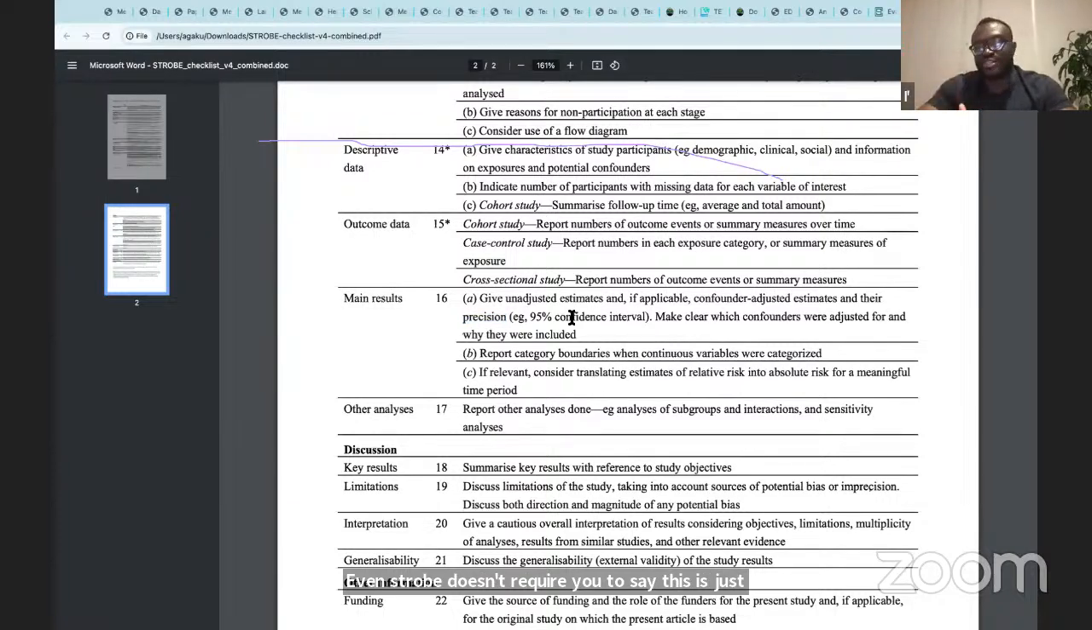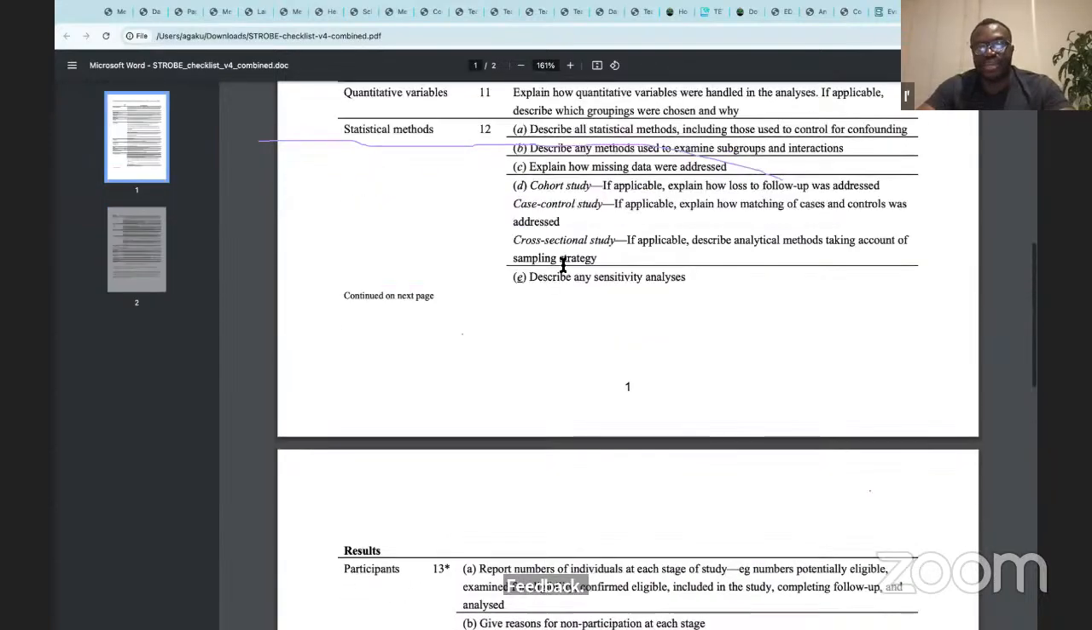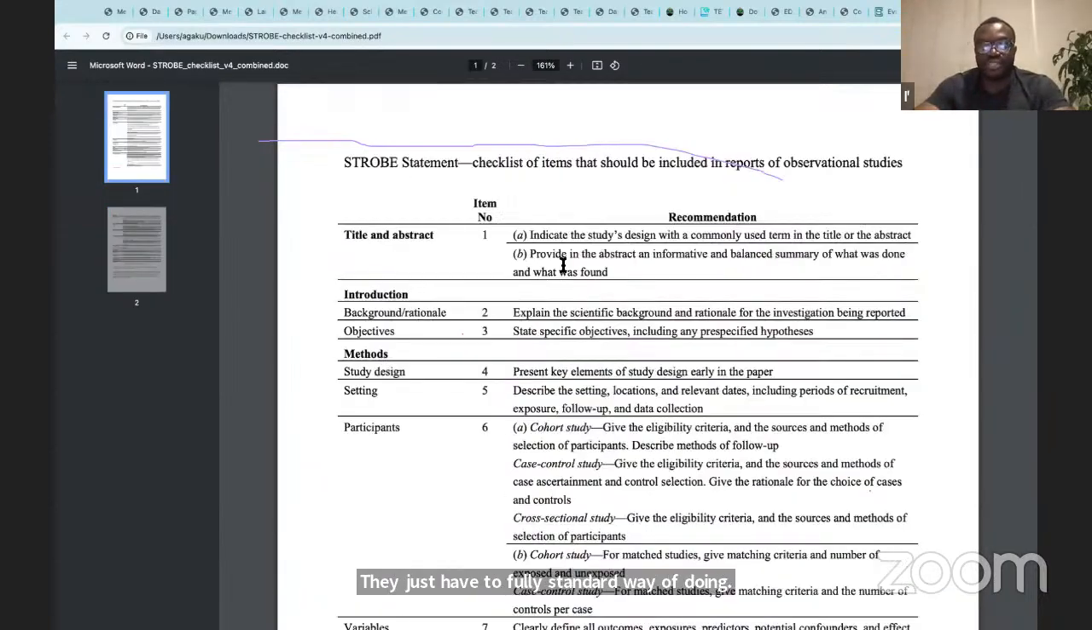Traditionally, we've always measured uncertainty with confidence intervals. But the rule of thumb is that there's no rule of thumb, right? You can choose to report it however you want, but conventionally, we've always used confidence intervals. So if you're going to make it easier for editors and reviewers to read your paper and provide feedback, then you just have to follow the standard conventional way as recommended by STROBE, which is usage of confidence intervals. I hope that answers your question.